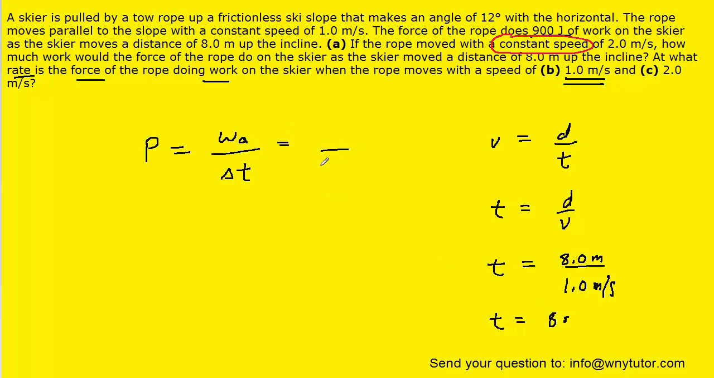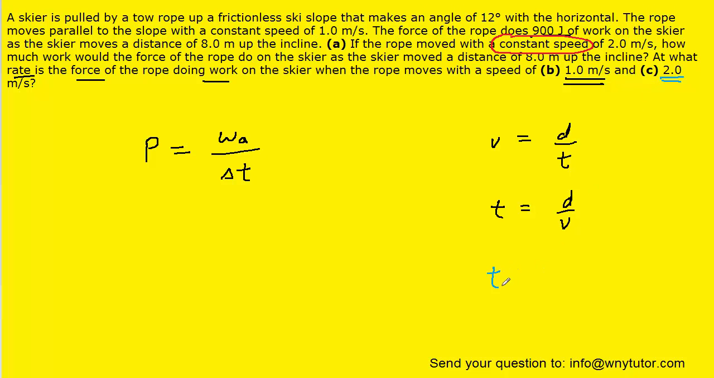So we'll plug in 8 seconds for that time interval and 900 joules for that work. And we get approximately 1.1 times 10 to the power of 2 watts. So this would be the correct answer to part B. And for part C, it's virtually the same process, except now we're using the speed of 2 meters per second.